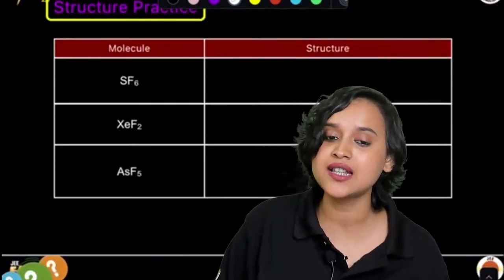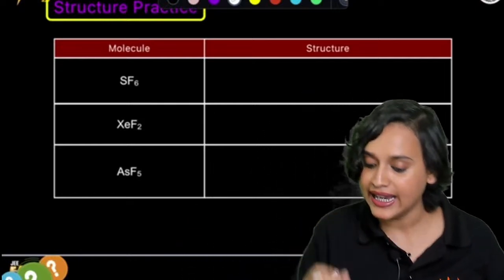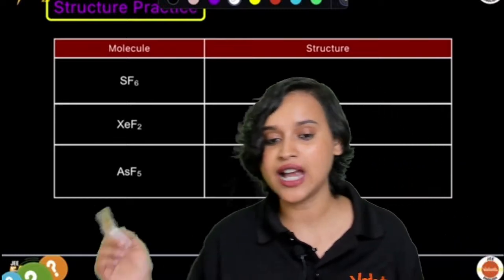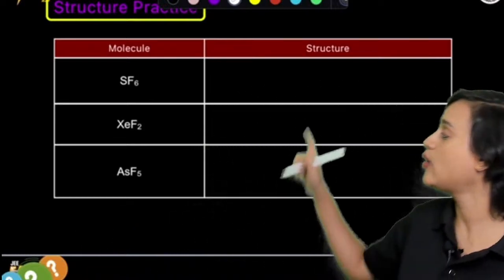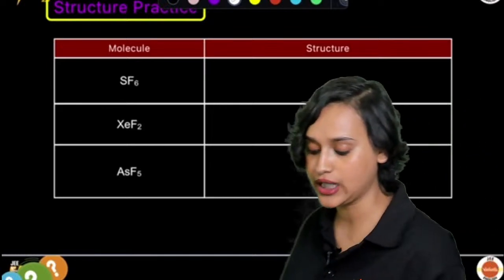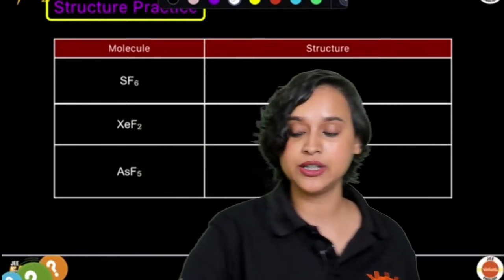Next, SF6, I have drawn it enough number of times. XeF2, I have drawn it, right? AsF5, that will also be trigonal bipyramidal. Now, will you all be able to do this homework, guys? Chalo, batao quickly, will you all be able to do it or not?